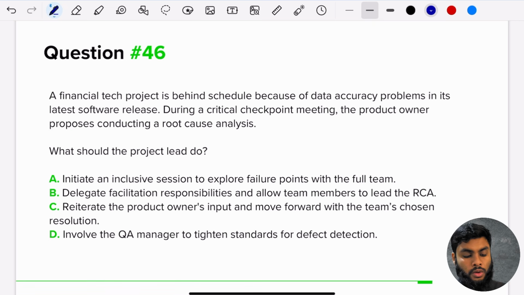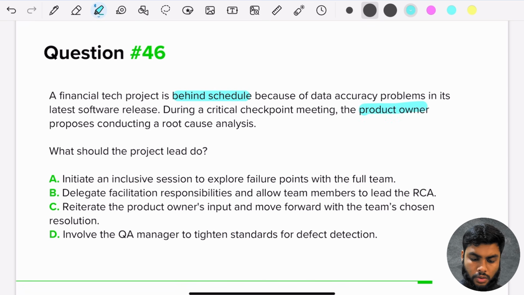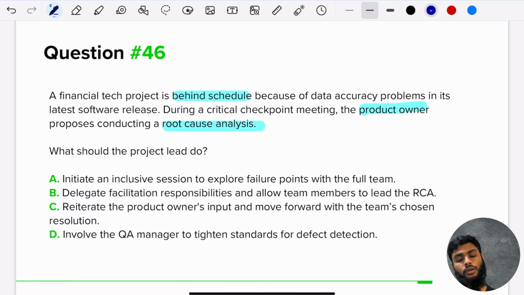46. A financial tech project is behind schedule because of data accuracy problems in its latest software release. During a critical checkpoint meeting, the product owner proposes conducting a root cause analysis. Okay, awesome. So we are behind schedule. And the product owner says, you know what, let's do a root cause analysis, which is a great tool to use to figure out the root cause. What should the project lead do? A, initiate an inclusive session to explore failure points with the full team.